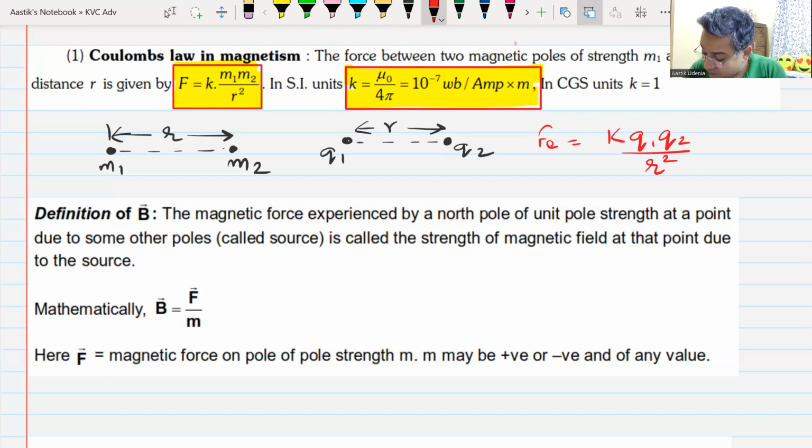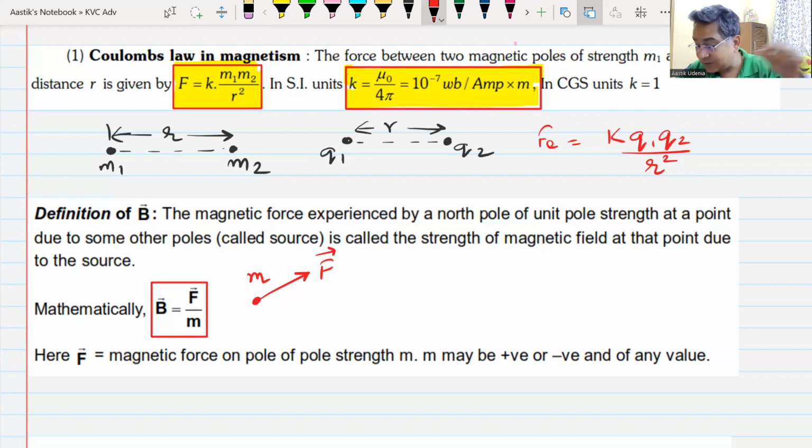Similarly, you had found out that at any point, if you have a magnetic monopole M here, and you have a magnetic force acting on that monopole as F, the magnetic field at that point will be F divided by M. Does it remind you? Remember, this M is not a mass. This M is a monopole, south pole or a north pole. Do we understand this?